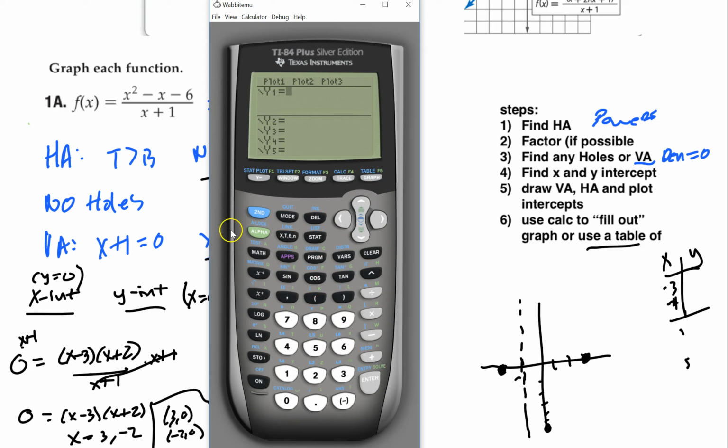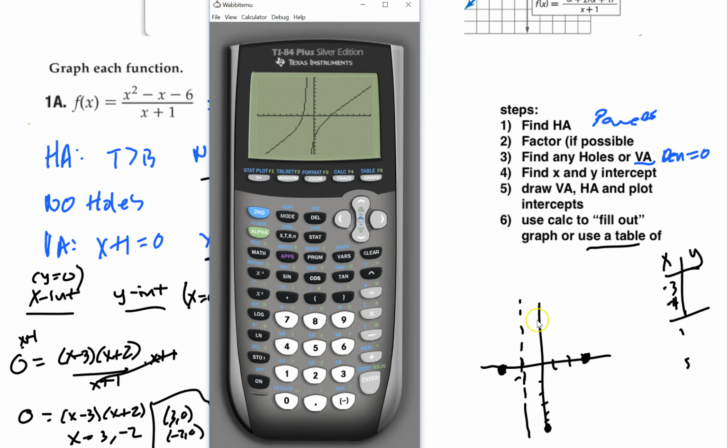The other way, if your calculator is updated, you can do alpha y equals, and it gives you this little function here. That lets you put in a fraction form, and then you just type it in the way you see it: x squared minus x minus 6 over x plus 1. Hit graph. We got this and we got that.